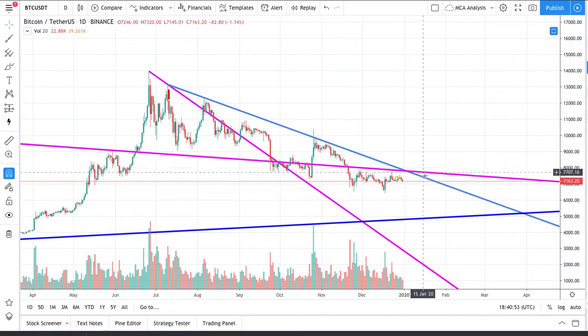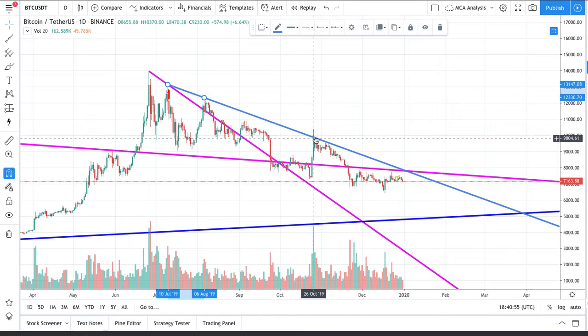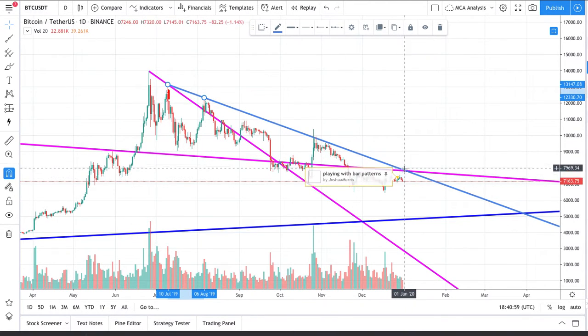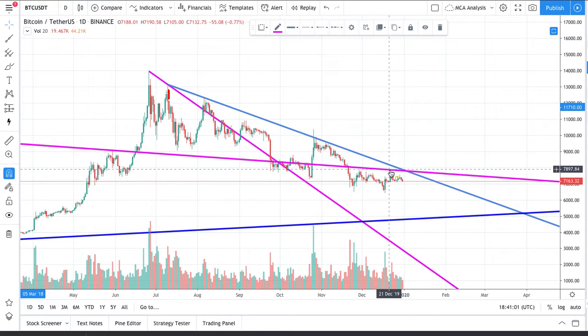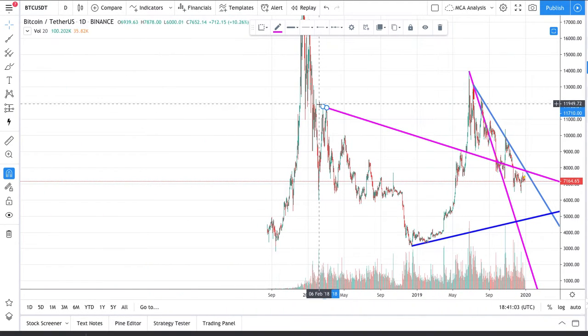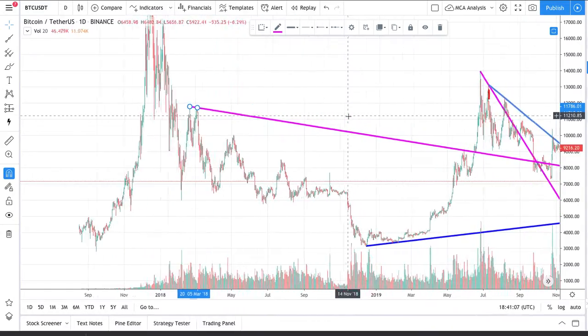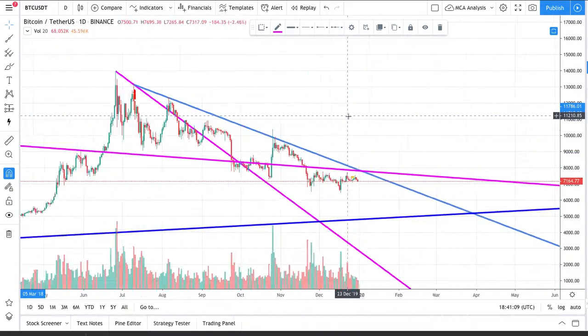What we are playing with is this blue trend line. We tagged it here. This was a tag, this was a tag, this was a tag, and we're sort of getting close to playing with it here. And we are currently playing on this trend line right here, all the way from all that time ago. Okay, so that's very important as well.